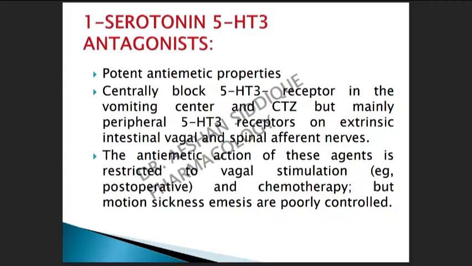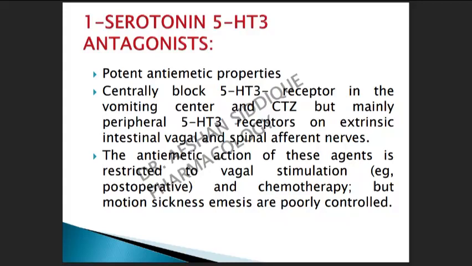Now in the next line it is written that centrally it blocks 5-HT3 receptors in the vomiting center, which I already described to you, as well as in the CTZ, and mainly peripheral 5-HT receptors on the extrinsic intestinal vagal and spinal afferent nerves. So what will happen is total blockage, and automatically the emesis will stop.